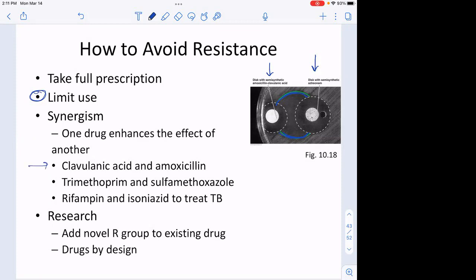Some examples of that, we talked about adding clavulanic acid to amoxicillin. Clavulanic acid is a beta-lactamase blocker, and we think that has extended the life of amoxicillin. We talked about trimethoprim and sulfamethoxazole, using those together. Sometimes we use combinations of drugs, again, to try to decrease the chances that resistance will develop. So we always give combinations of drugs to treat TB, especially.